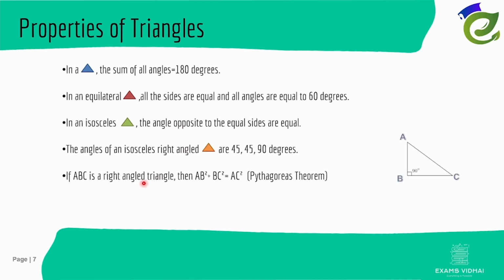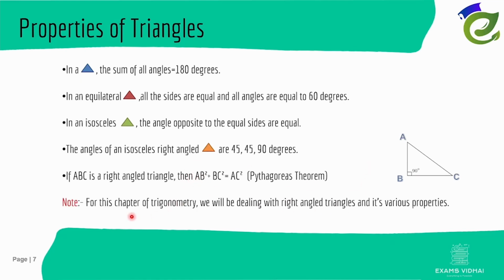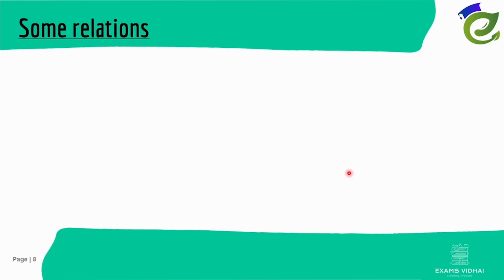And if ABC is a right angle triangle, then AB squared plus BC squared equals AC squared. This is Pythagoras theorem, which is a famous theorem, and we will be using this extensively in this chapter. For this chapter we'll be dealing with right angle triangles like the one here, and we'll discuss its various properties right now. Before that we'll do some relations.